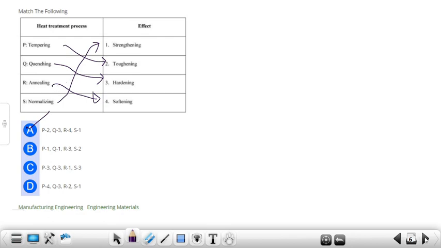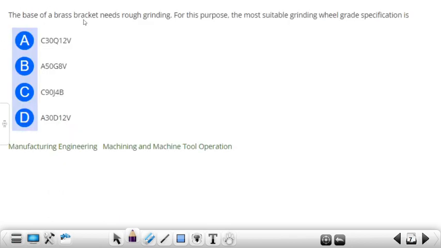Next question. The base of a brass bucket needs to be rough ground. For this purpose, the most suitable grinding wheel will be C30Q1 to 12B, because 30 is the grain number. So option A is the correct answer.